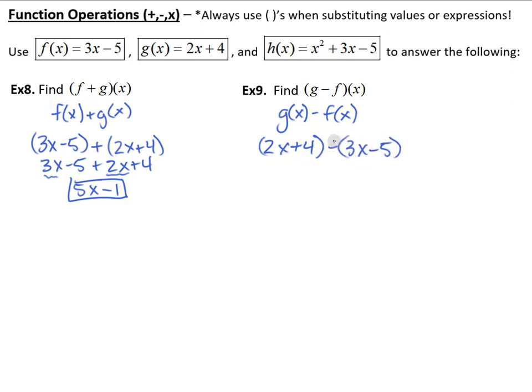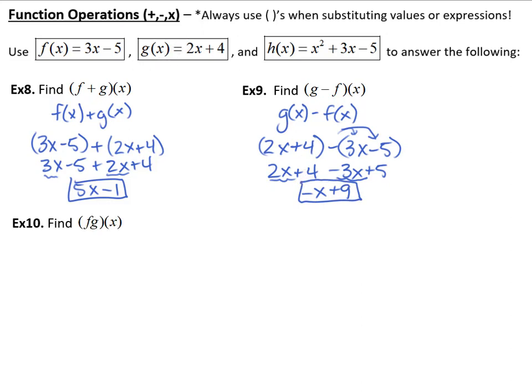This time we do need to distribute this negative sign. So this becomes negative 3x, and a negative times a negative makes a positive. So this becomes positive 5. And now we have nothing else to distribute, no exponents to evaluate there. So now we can get rid of our parentheses and now combine like terms. 2x and negative 3x is negative 1x. 4 and 5 make 9. Negative 1x plus 9 is our answer when we subtract in that order.